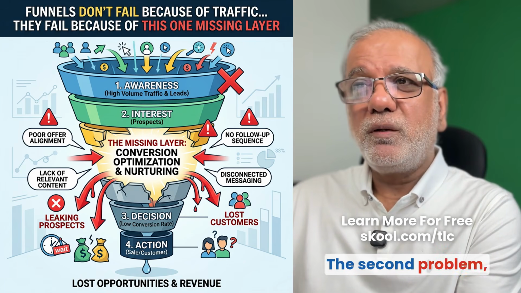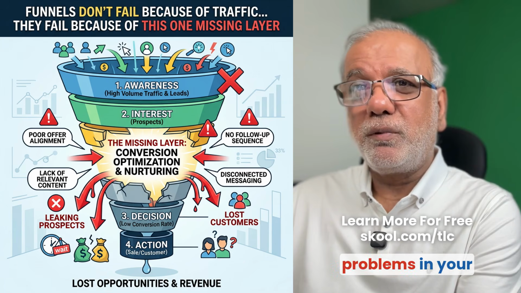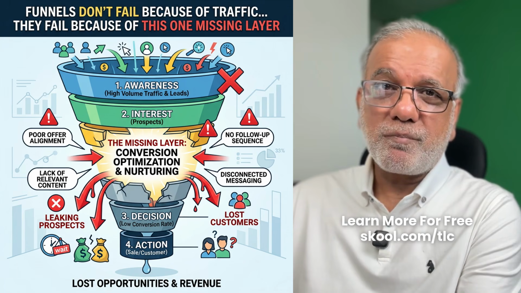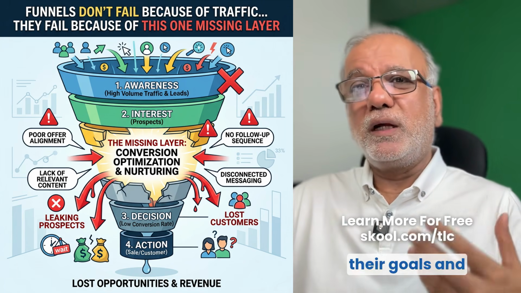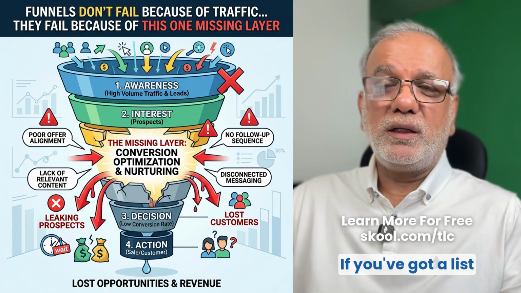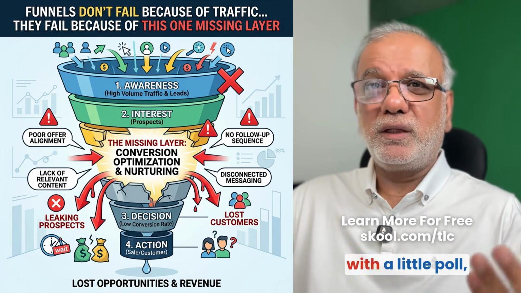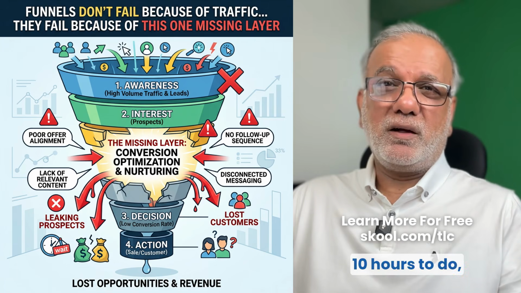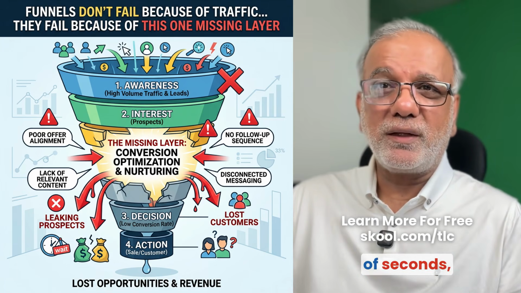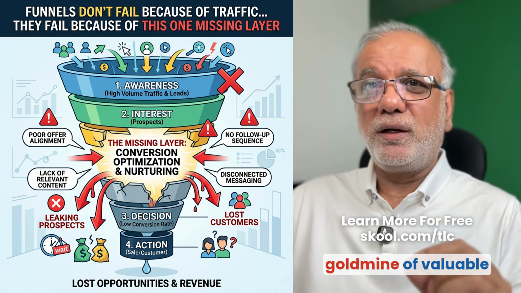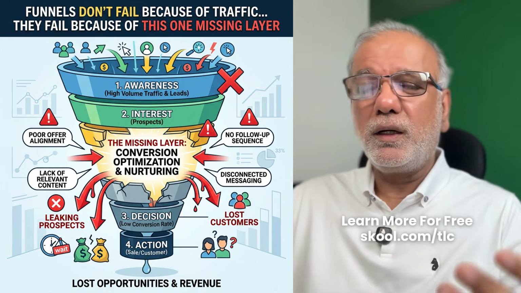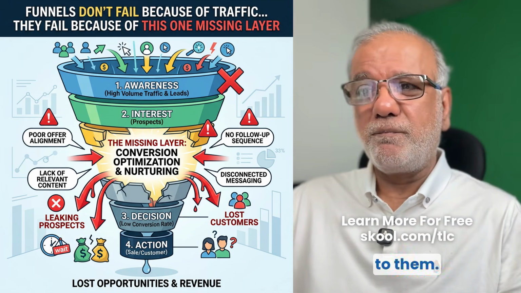The second problem, or how to find your problems in your sales funnel, is the direct feedback. Ask your users about their goals and their challenges. Do a little survey or a poll. If you got a list of customers, send out an email with a little poll, which doesn't take 10 hours to do, just a handful of questions to get the feedback within a matter of seconds. And that is a gold mine of valuable information, which will help you put that right message across to them.